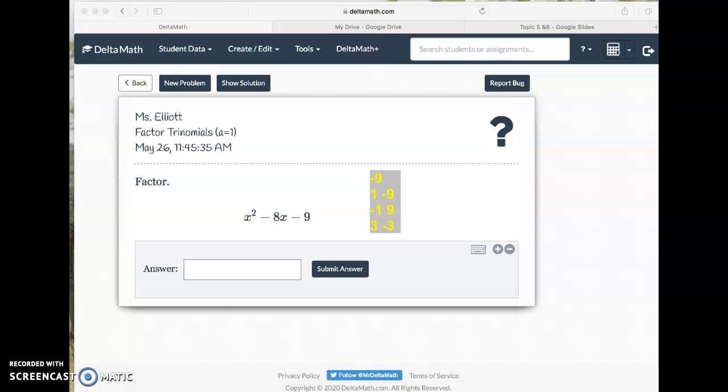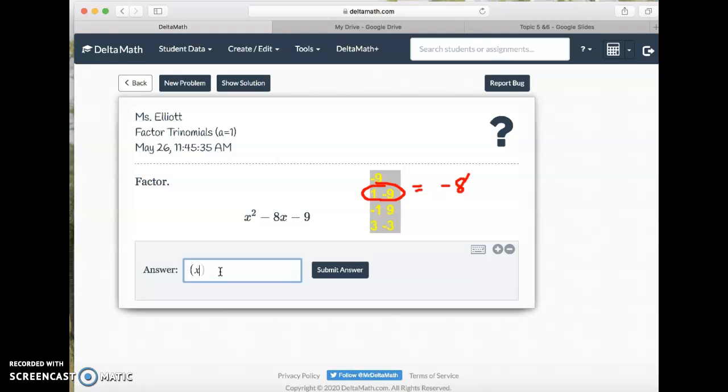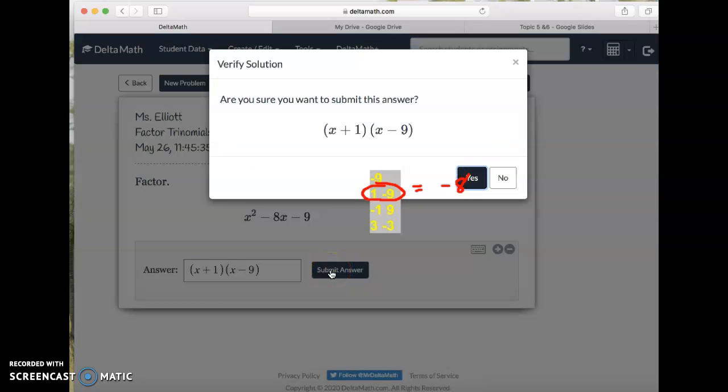So my correct one is actually this pair, 1 and negative 9. That ends up working out perfectly for me because I know 1 plus negative 9 gives me negative 8x. And since the coefficient for this is just 1, I can now put in my answer. So I know that this is going to be x plus 1 because it's positive, and x minus 9. Okay, submit, yes.